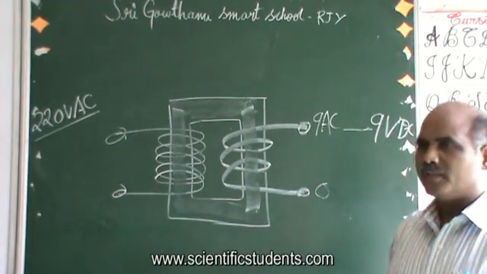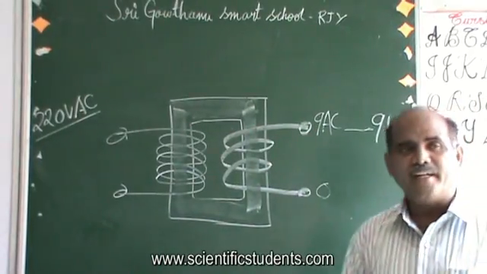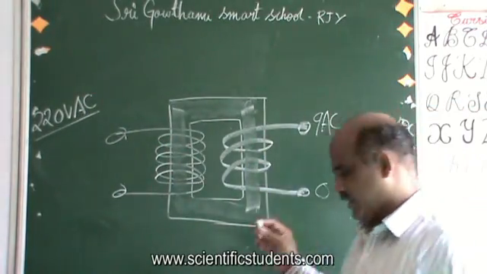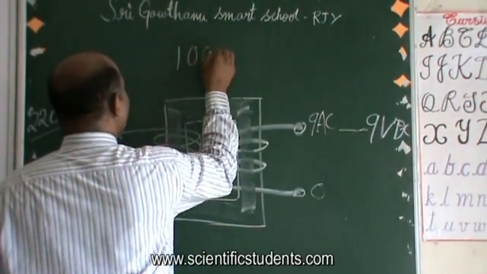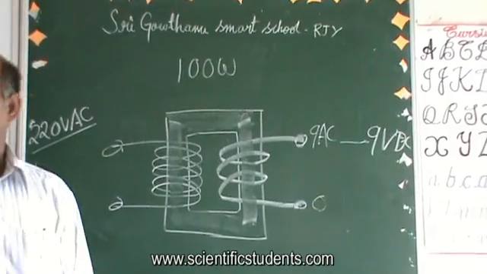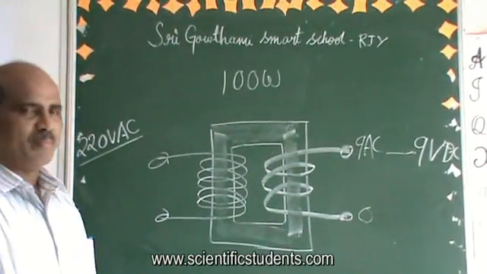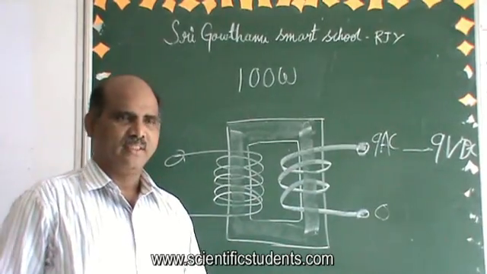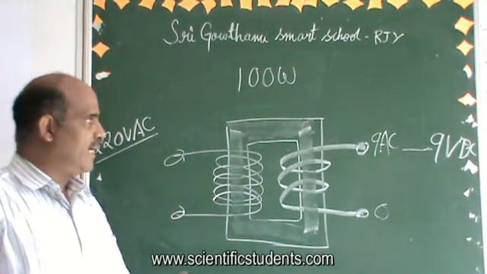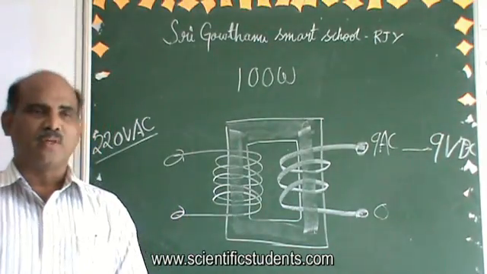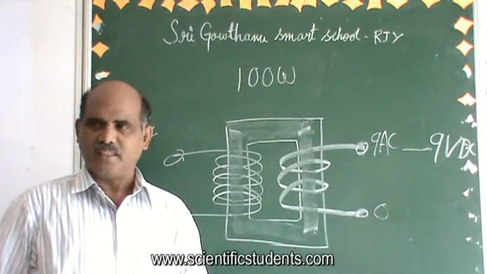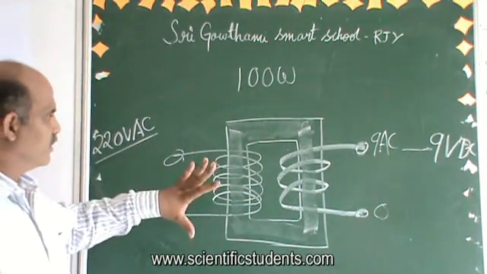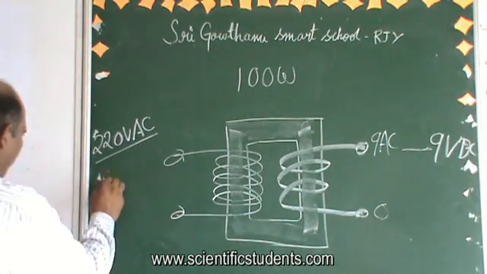Now the important thing is that if I say this is a 100 watts transformer, for example, the power handling capacity of this transformer is 100 watts. Then you know for sure, as I already explained, that transformers don't work for DC, they only work for AC. Why is a question to be discussed later. Right now, as you know, P is equal to V into I, is it not?